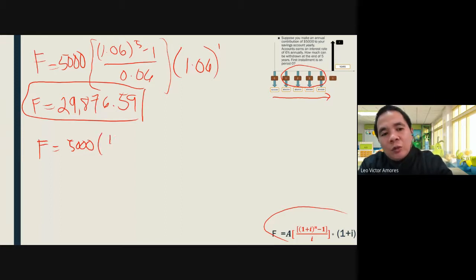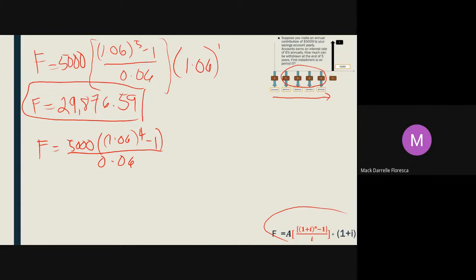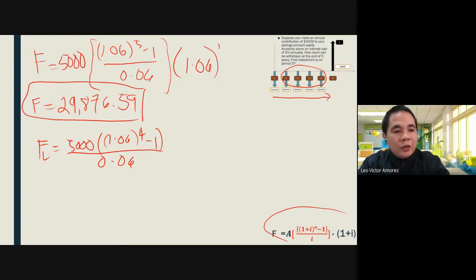5,000, 1.06 to the exponent of 4, minus 1, divided by 0.06. Right? Yes, sir. That's the equation. But this value of F is at the end of year 4.